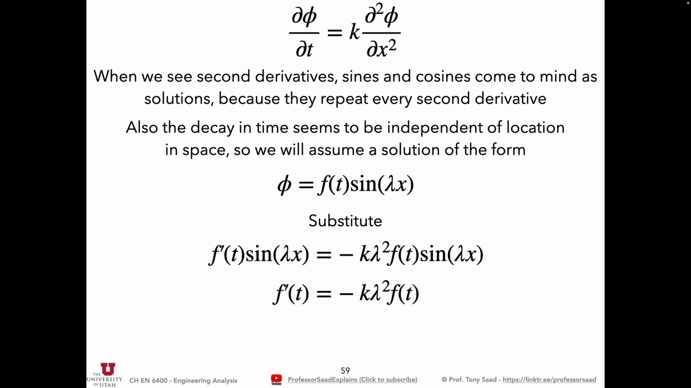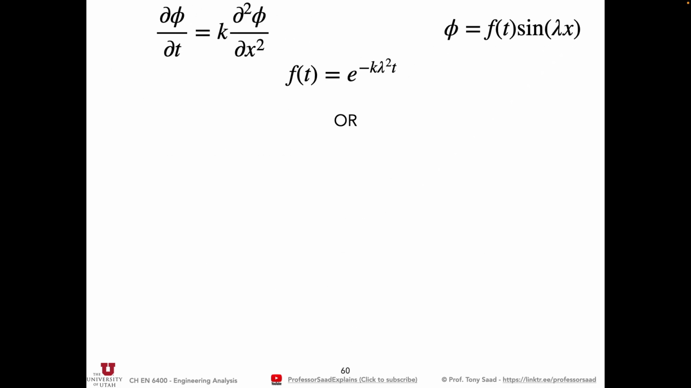Now we said there's decay in time, so this must be a function that is decaying. And decay always brings to mind exponential. And indeed, when you look at this, you have f prime is something times f. Whenever you have a first derivative, you think exponentials. A second derivative, you think sines and cosines. So the solution to this is e to the minus k lambda squared t. Now we plug back into our full solution: phi is equal to e to the minus k lambda squared t times sine lambda x. What do you see here?